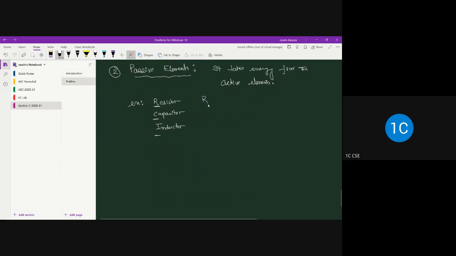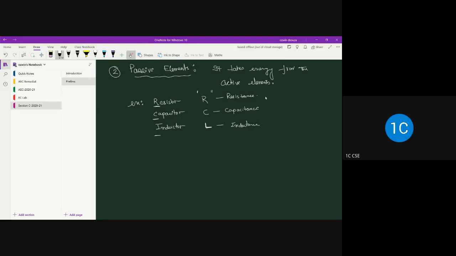In electrical as well as electronics engineering, resistors are designated with capital letter R, capacitors with capital letter C, and inductors with capital letter L. L stands for inductance, C stands for capacitance, and R stands for resistance. So these are the passive elements.